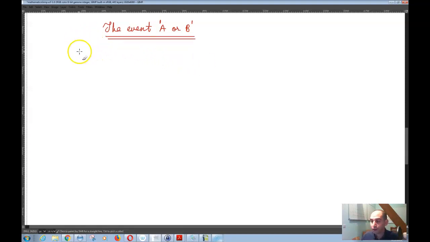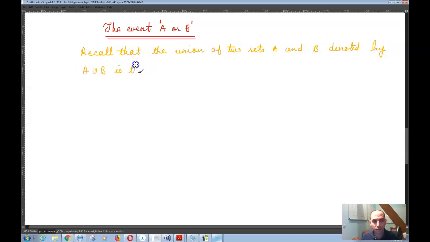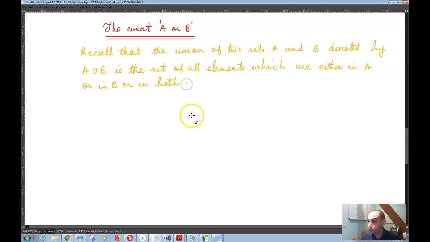Recall that the union of two sets A and B, denoted by A union B, is the set of all elements which are either in A or in B or in both. Right, so we already know this, hopefully.